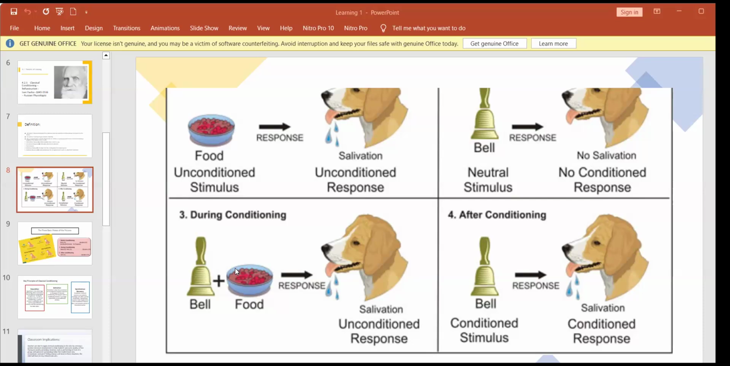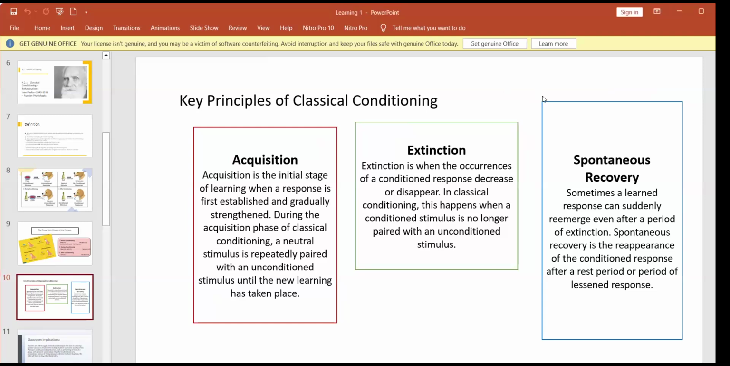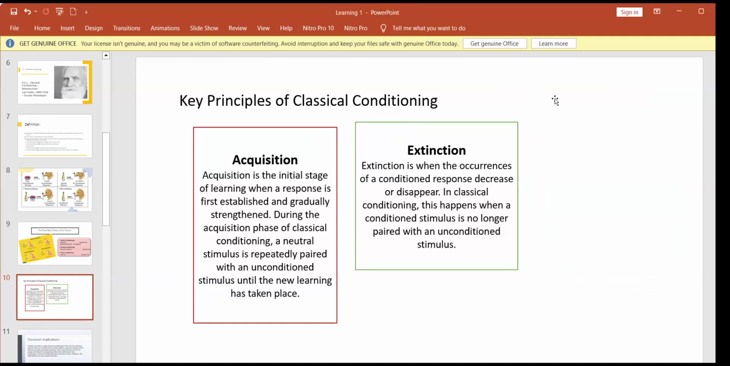All right. So now you come to these 3 terms. I will make it only 2. The last one I remove. It's too much otherwise, because you took a long time to understand or to respond. Because of that, I removed spontaneous recovery. But these 2 are very important. The 2 terms in classical conditioning, acquisition and extinction.